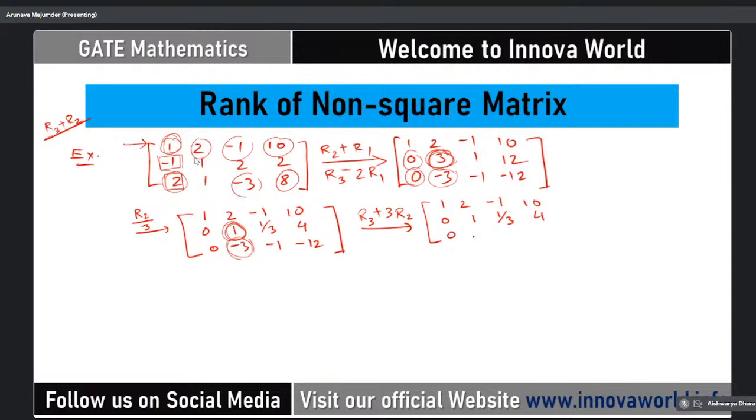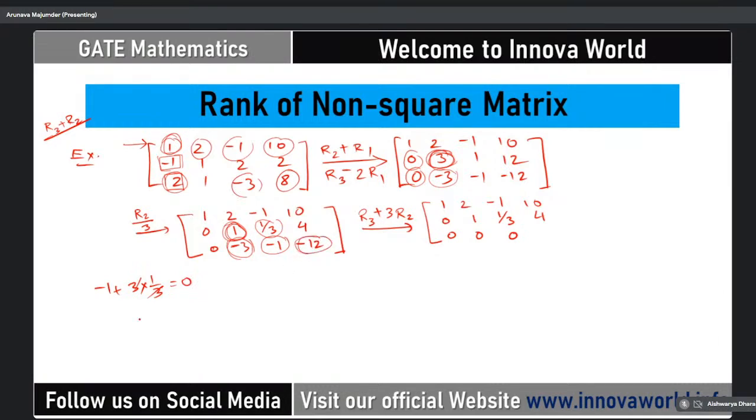Now this one, it will also be 0. Now minus 1. Now look at this operation, R3 plus 3 into R2. So what is the third element of R3? Minus 1. So minus 1 plus 3 into R2. So what is the third element of R2? 1 by 3. You can see 1 minus 1, 3, 3, it will be 0. This becomes 0. Now what is this one? R3 plus 3 into R2. So what is the last element of R3? Minus 12 plus 3 into, what is the last element of R2? 4. This is also 0. So you can see it is 0.